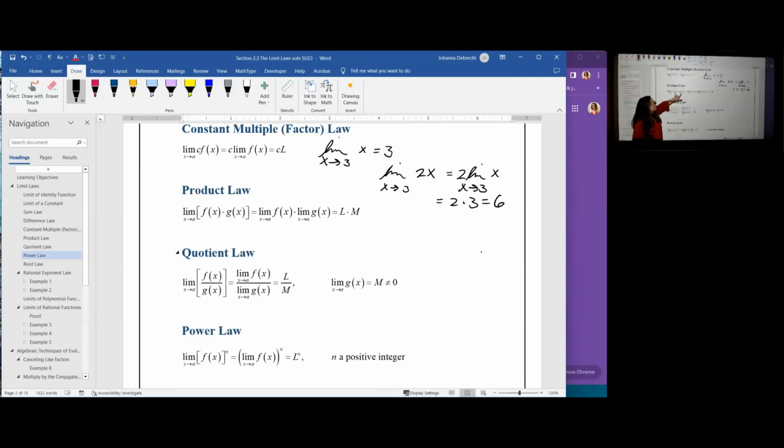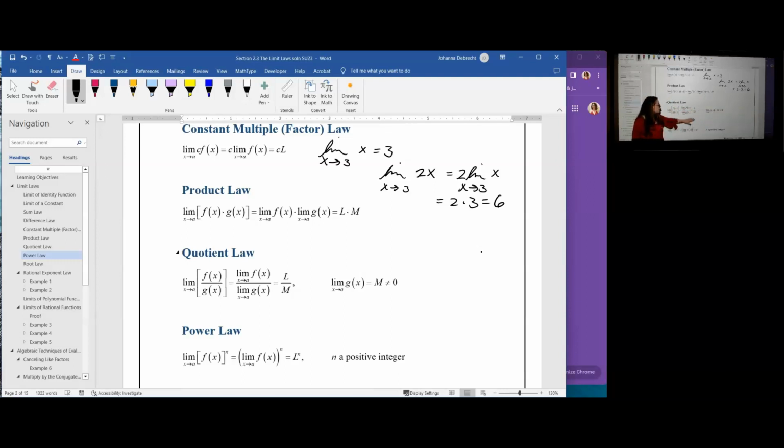But here, if we multiply two functions together and then take the limit, we get the same thing if we take the limit of the first function and multiply by the limit of the second function. We can do the same thing for a quotient with one exception.